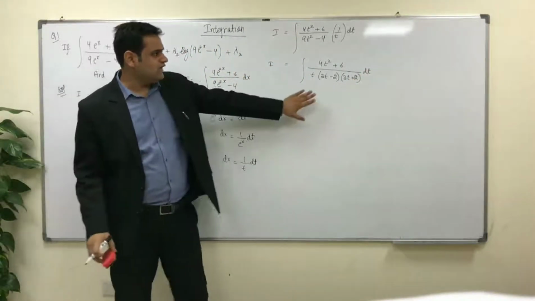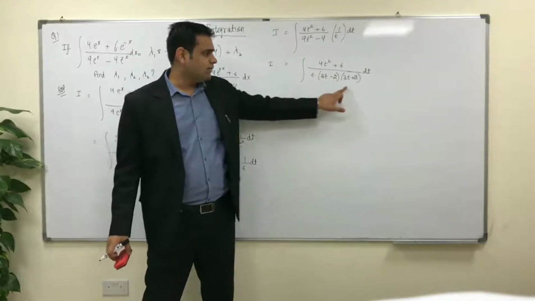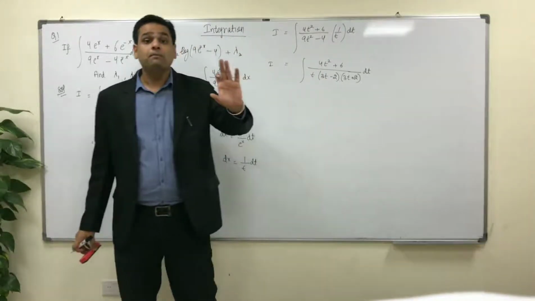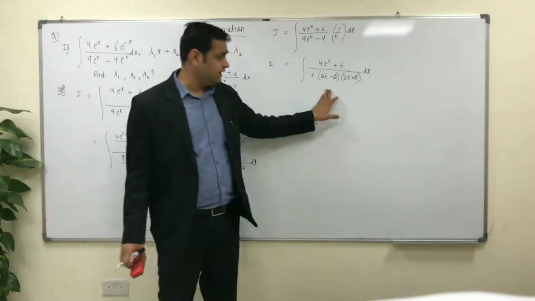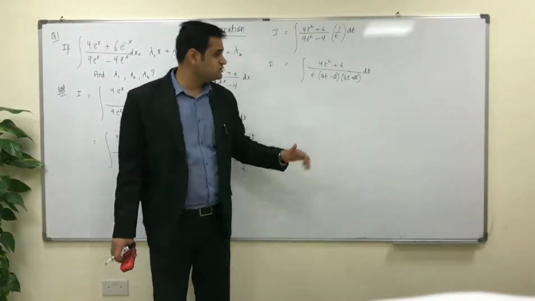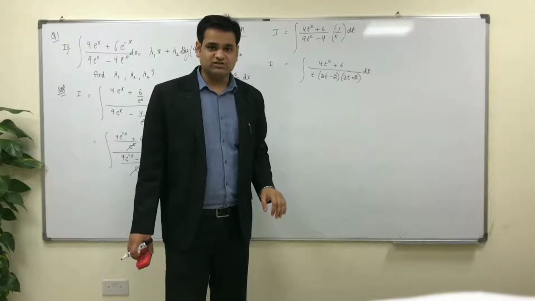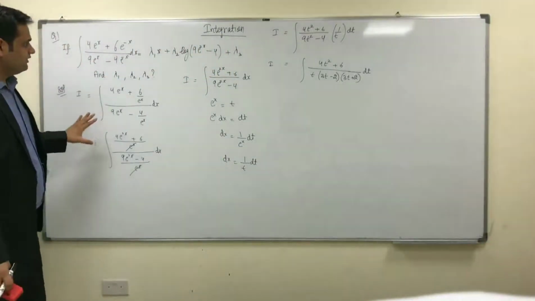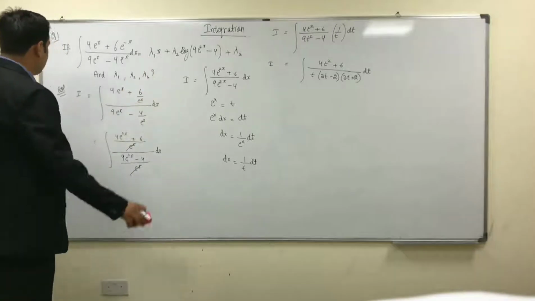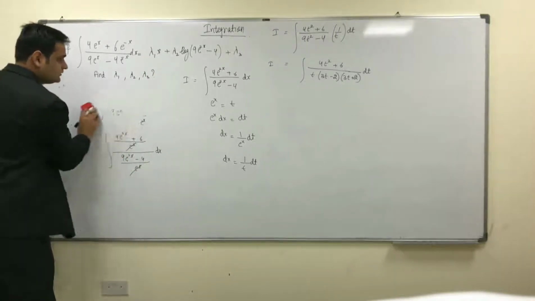Now if you see, the numerator is a quadratic and the denominator is a cubic, so it's a proper rational function, and you know proper rational functions can be integrated by using partial fractions. So I am going to apply partial fractions over here. I hope this part you have understood already. So I am moving forward. Okay, now I'll just rub it off.